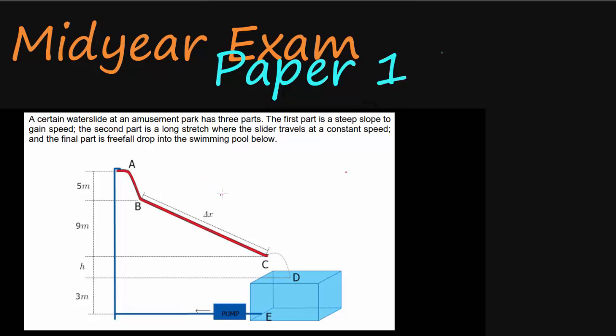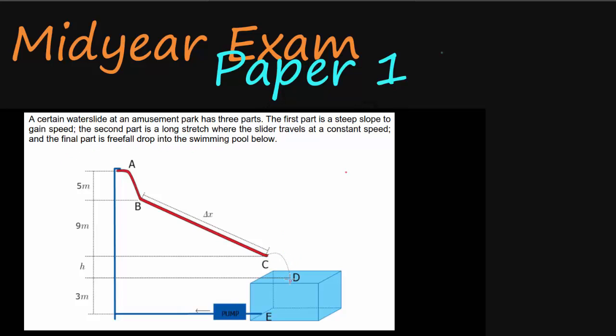A certain water slide at an amusement park has 3 parts. The first part is a steep slope to gain speed. So in other words, this one, gain speed. The second part is a long stretch where the slider travels at a constant speed. So this is a constant speed. And the final part is a free fall drop into a swimming pool.